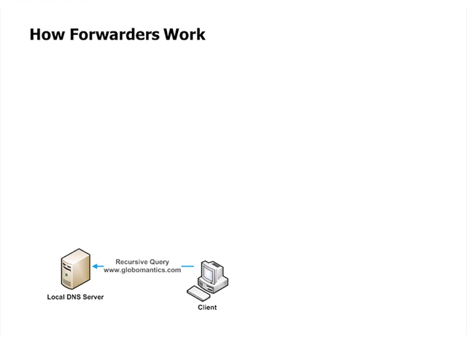So let's see how the whole idea of this works. Here we have a client who, once again, is making its recursive query to a local DNS server. Now, the local DNS server does not know the IP address for www.globalmantics.com, but it has been set up with forwarding. Okay, it's been configured to say, if you don't know the answer, here's who I want you to go ask. So it does a recursive query out to the forward DNS server, the DNS server it's been told to point to.